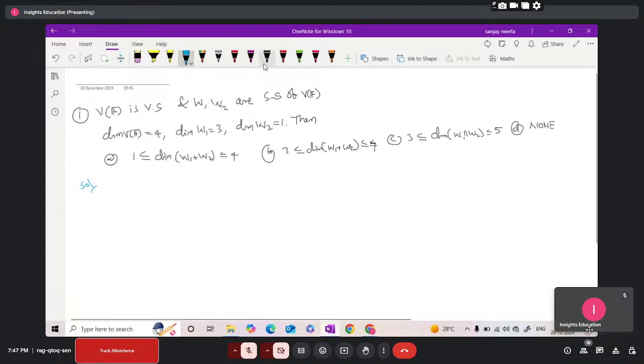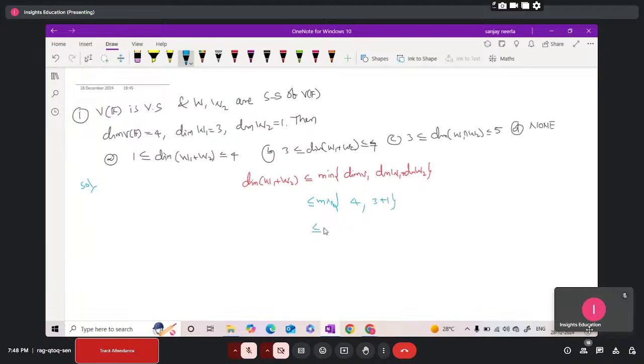So here, first of all, what is the formula? The dimension of W1 plus W2 is in between. On the right hand side, the minimum of the dimension of V, comma, the dimension of W1 plus the dimension of W2. So first of all, do the right hand side. Minimum of, what about the dimension of V? 4 and 3 plus 1. So we'll get 4 comma 4. It is 4. So the right hand side is 4.